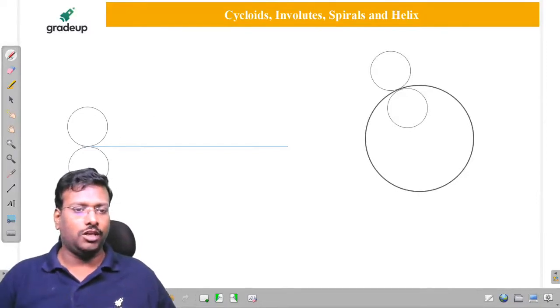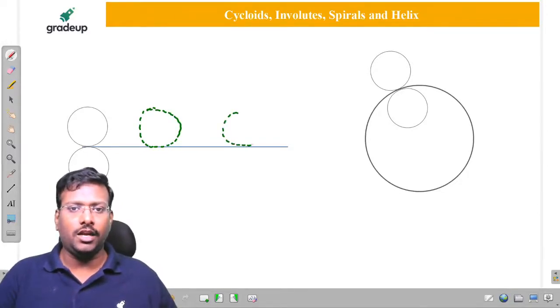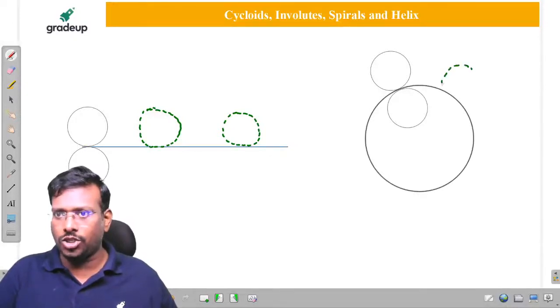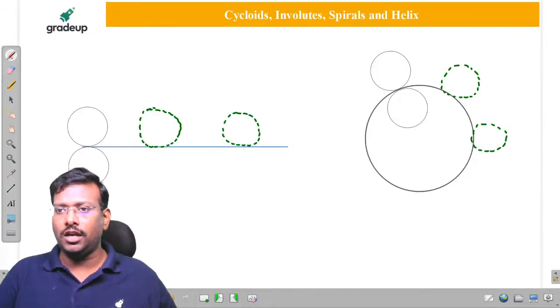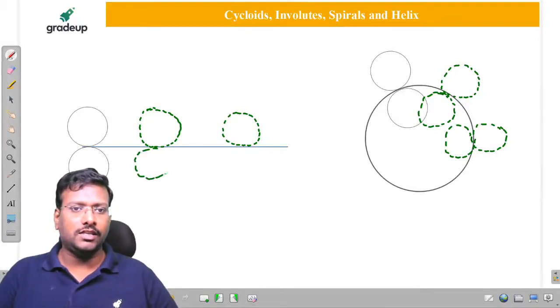After half revolution, let us consider it reaches this position. After one revolution, it reaches this position. Similarly, in this case, after half revolution, it will be here. One revolution, it will be here. If it is inside, it is going to be like this. So here also, if it is inside this curve, we are going to get it like this.